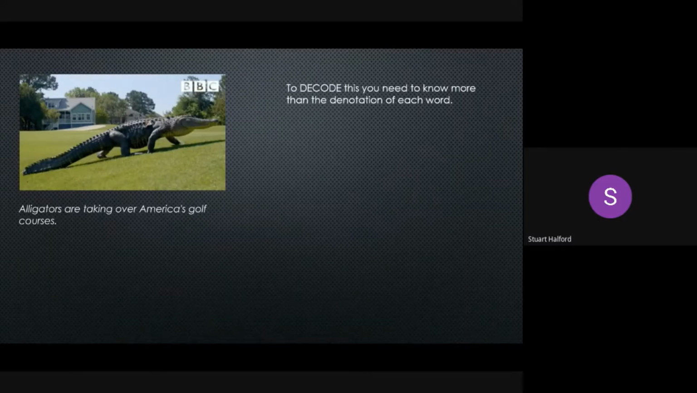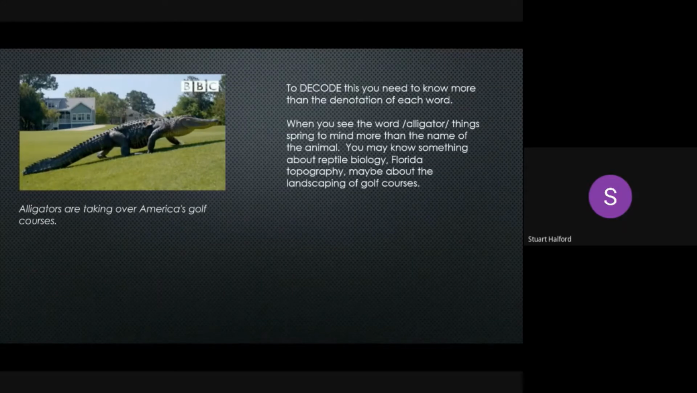Well, to decode this, you need to know more than the denotation of alligator, the denotation of taking, the denotation of America, and the denotation of a golf course. You need to be able to do much more than that. So when you see the word alligator, in this instance, various things are going to spring to mind more than just the name of the animal, more than just a definition of what an alligator is.